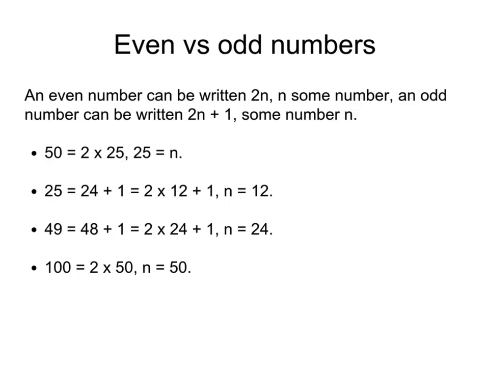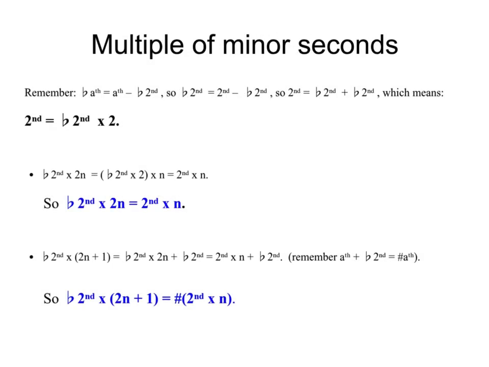And 25 is equal to 24 plus 1, so it's equal to an even number plus 1, and the even number is 2 times 12, so 25 is 2 times 12 plus 1, and n is 12. And 49 is equal to 48 plus 1, which is 2 times 24 plus 1, and n is 24. And 100 is equal to 2 times 50, and here our n is 50. And we can use this knowledge to multiply minor seconds.